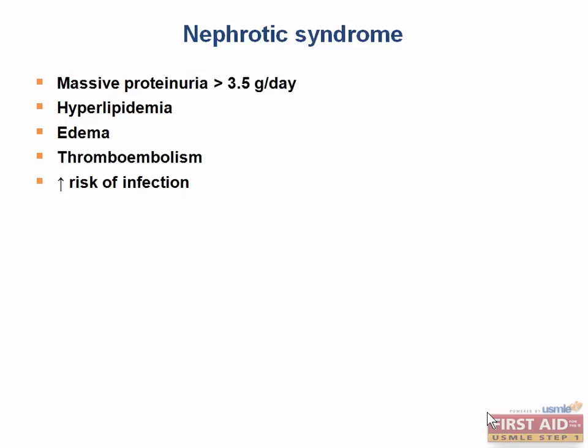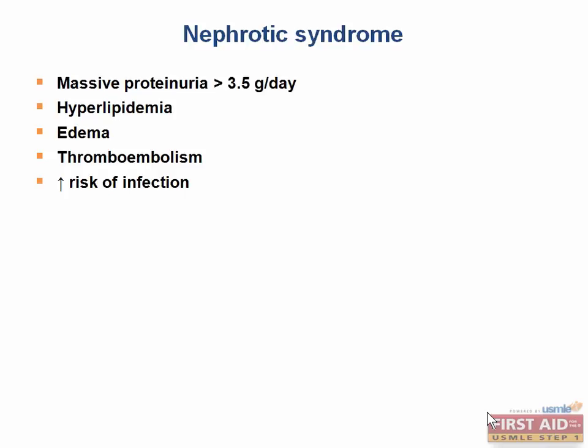Now, nephrotic syndrome is a completely different entity. One of the main differences between nephrotic and nephritic is that the nephrotic syndromes are not an inflammatory process. Now, what do you think this means? Well, this means that there's usually no fever and no hematuria in nephrotic syndrome. Instead, there's massive protein found in the urine, greater than 3.5 grams a day.